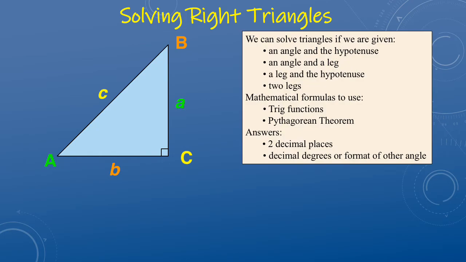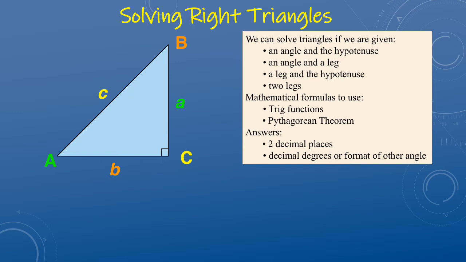We can solve right triangles if we are given one of 4 situations: an angle and the hypotenuse, an angle and a leg, a leg and the hypotenuse, and 2 legs. The formulas we will need will be the trig functions and the Pythagorean theorem, a squared plus b squared equals c squared. And obviously we will need our calculators.